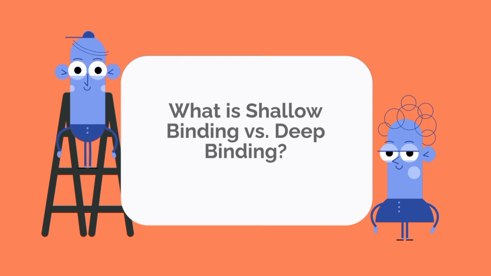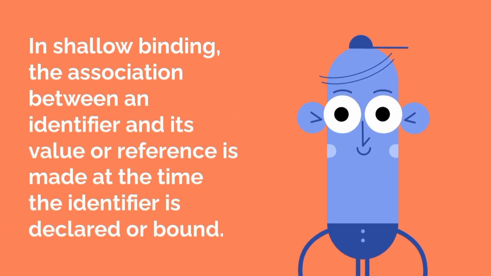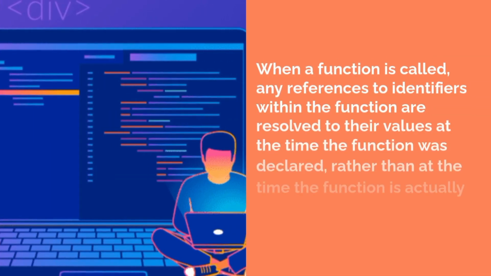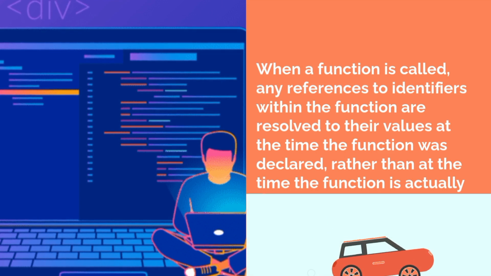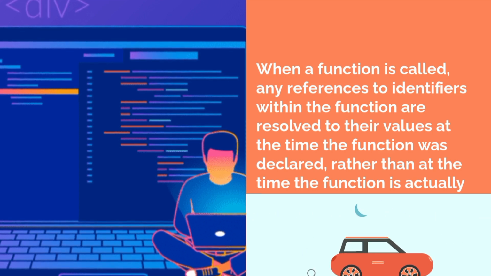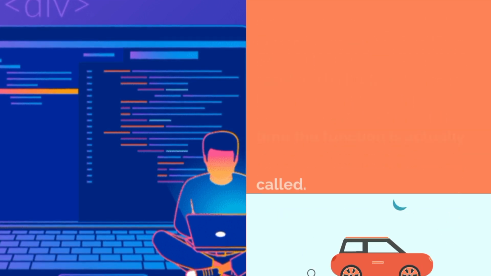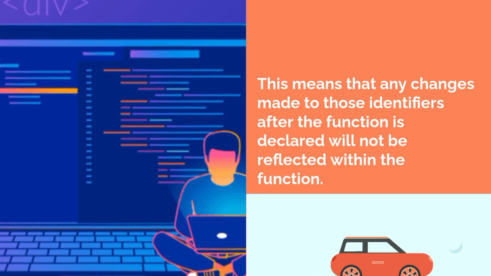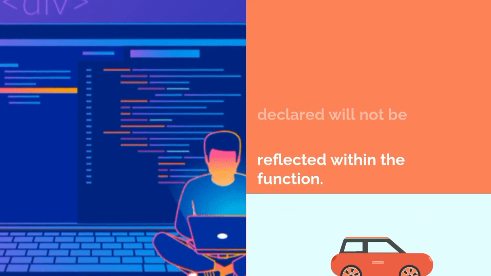What is shallow binding versus deep binding? In shallow binding, the association between an identifier and its value or reference is made at the time the identifier is declared or bound. When a function is called, any references to identifiers within a function are resolved to their values at the time the function was declared, rather than at the time the function is actually called. This means that any changes made to those identifiers after the function is declared will not be reflected within the function.